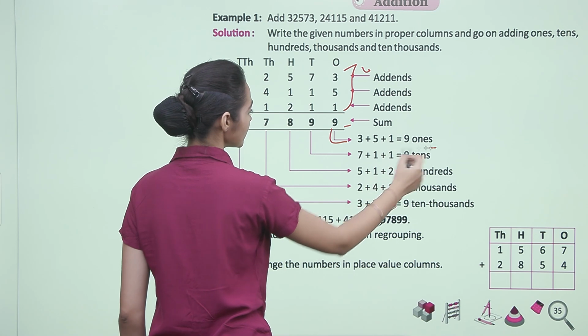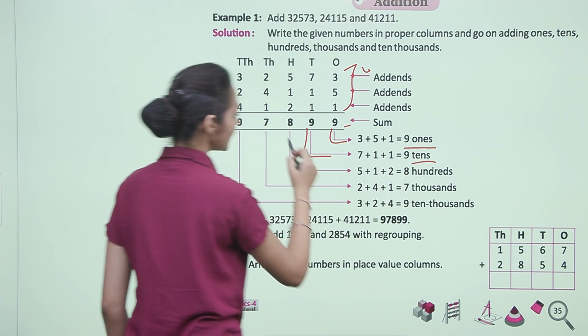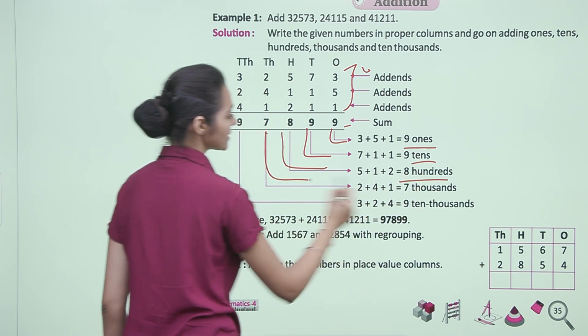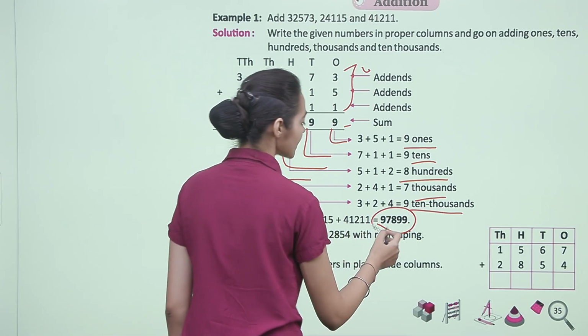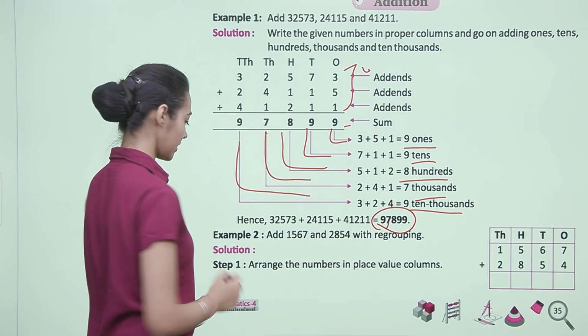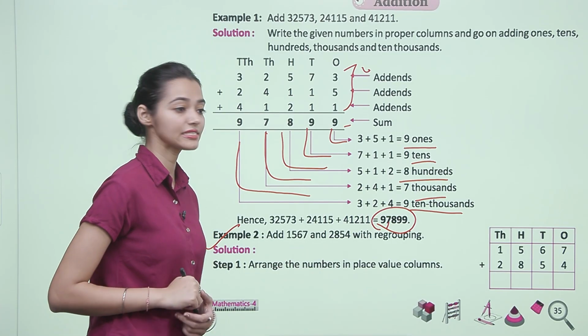So firstly adding the ones, that is 9 ones, then adding the tens, 9 tens, adding hundreds, 8 hundreds, then 7,000 and then 9 10,000. So the answer we get is 97,899. Similarly, in the next one we have to add these numbers with regrouping.